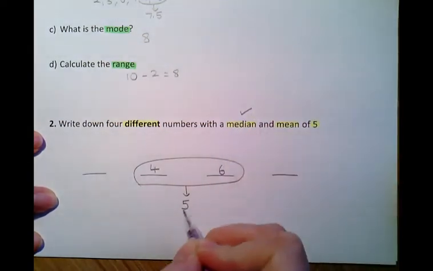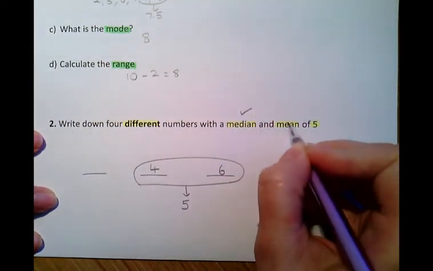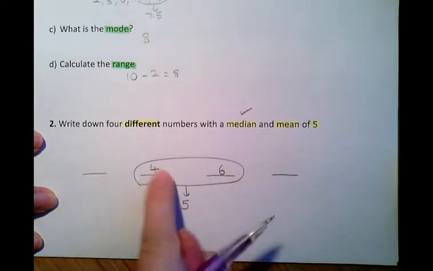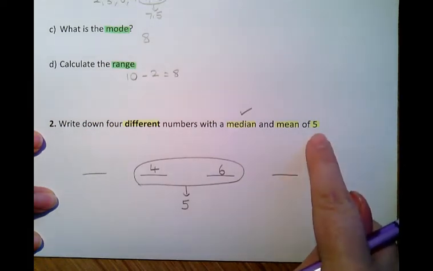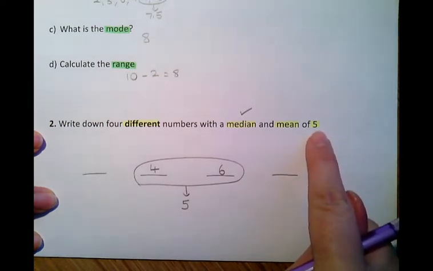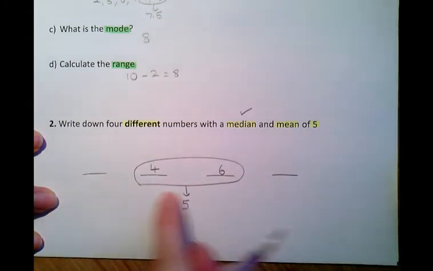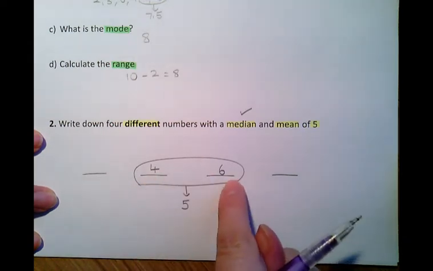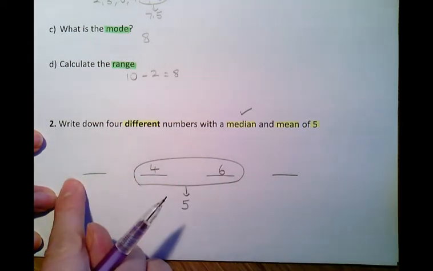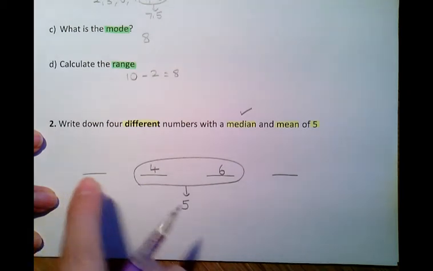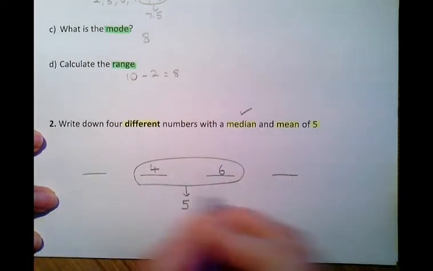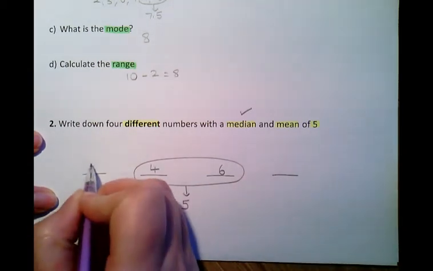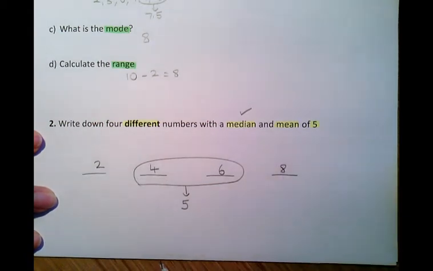So that's the median sorted. I've got 5 in the middle. For the mean to be 5, that means whenever these have been added up and divided by 1, 2, 3, 4, the answer that they're getting is 5. So if you do 5 times 4 then, that tells you that these numbers must total up to 20. So I've already got 4 and 6, that's already 10. So these other 2 numbers here must also add up to 10. So I could have 3 and 7, or 2 and 8, or 1 and 9, or 0 and 10. I'm going to go for 2 and 8.